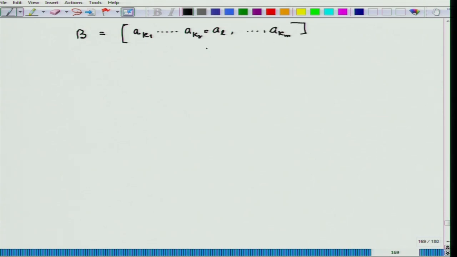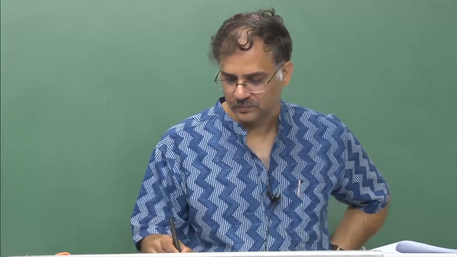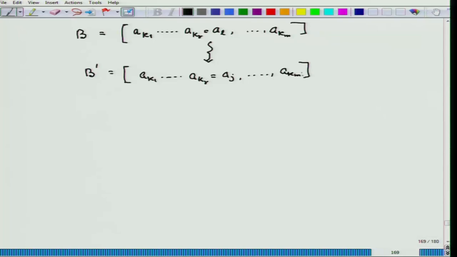Now, we make the change to the new one. So, it is AK1, and in the rth position, the jth column of the original matrix now takes up the rth position of the basis matrix. So, I am changing one particular position of the basis matrix with some other column from the original matrix. Similarly, if you have done this change, you can do the corresponding changes.